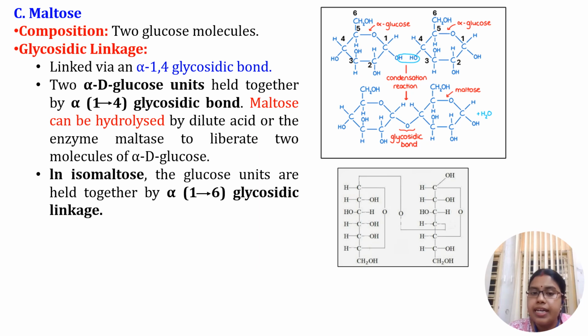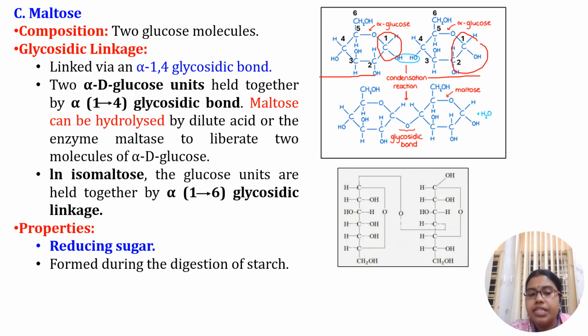So in the picture we can clearly see that this alpha glucose's C1 is actually participating. So this is non-reducing in nature. But the other alpha glucose, this one, C1 is free. Here C4 is linked. So this alpha glucose is reducing in nature. So combinedly it is a reducing sugar as a whole, and it is formed during the digestion of starch.